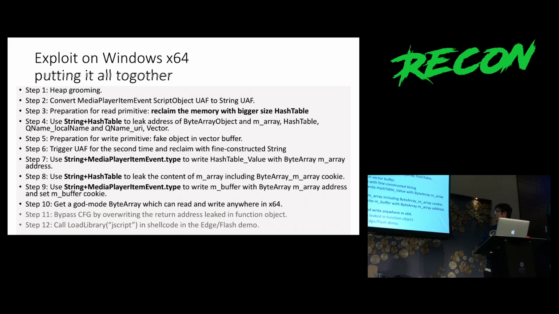In step 11 and 12, we bypass CFG by overriding the return address leaked in the function object, and we call the load library JavaScript in shellcode. Today I will not introduce the last two steps because it's a universal method.